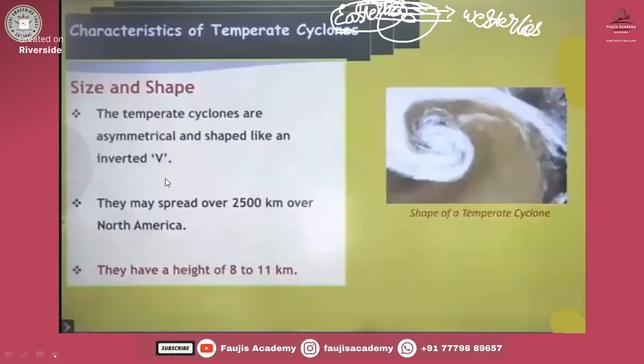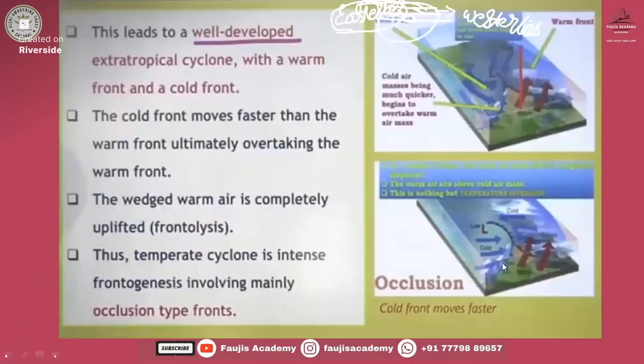So the temperate cyclones are asymmetrical and shaped like a V. So how does the V formation happen? You can see in this previous diagram. See here, in this diagram, what will happen? Cold air will be blowing up the warm wind, so the warm wind will be ascending. And in that case, V-shape formation happens. So remember that in an occluded front, V-shape formation happens.